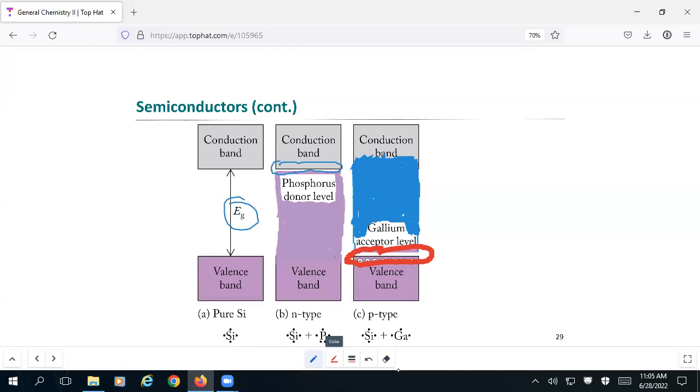Now, how do you keep them straight? Not a really good explanation for either of them. But we do need to understand the N type is going to have an extra electron. The P type has more holes, so it's going to have fewer electrons.